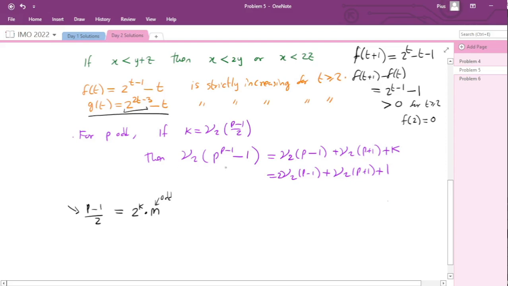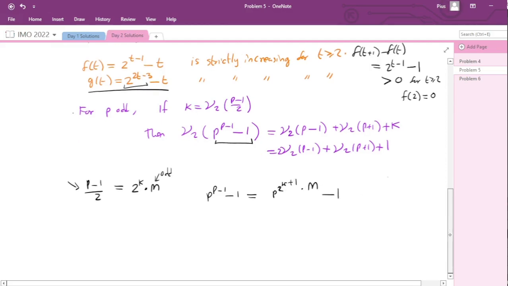Okay, so we claim that if you look at the highest power of 2 we can find in p raised to power p minus 1 minus 1, then it has to satisfy this particular equality. So how do we go about this? All right, so the idea here is that p minus 1 minus 1 is equal to p squared. We can write this as k plus 1 times m. So in the power minus 1.